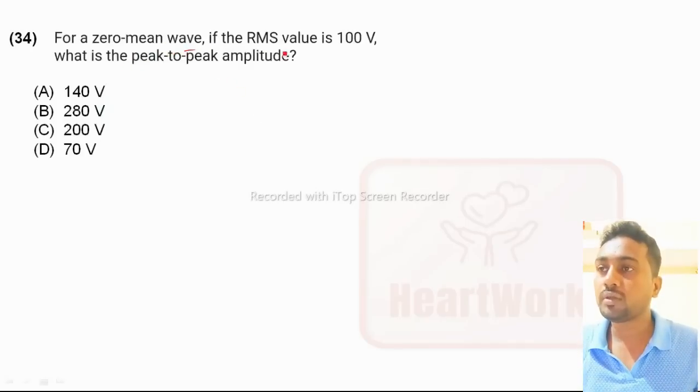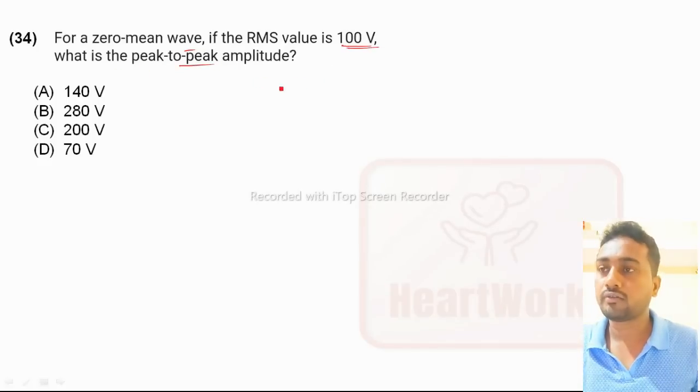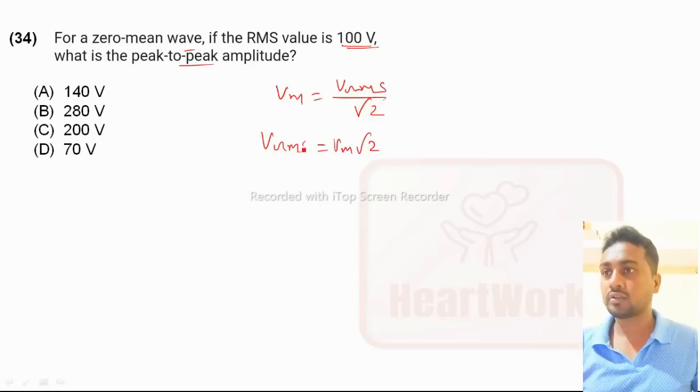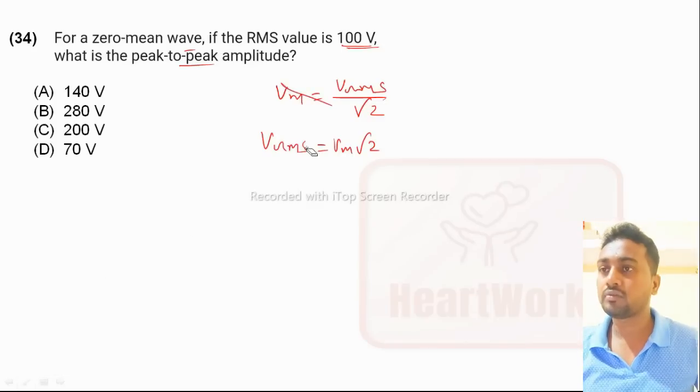For a zero mean wave, if the RMS value is 100 volt, what is the peak to peak amplitude? How much is the RMS value given? 100 volt. So Vm equals what? Vrms equals Vm divided by root 2. Sorry, this is the wrong formula actually, we have to erase this first.